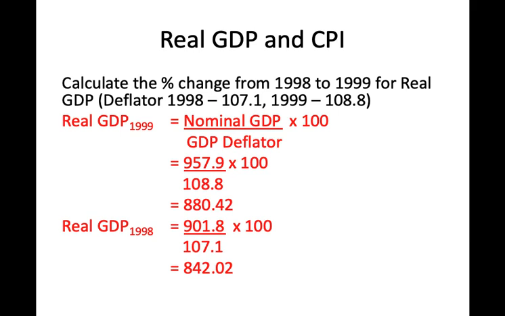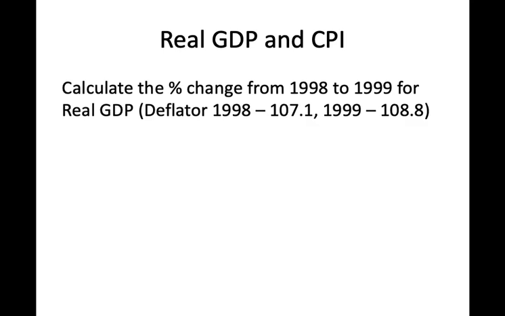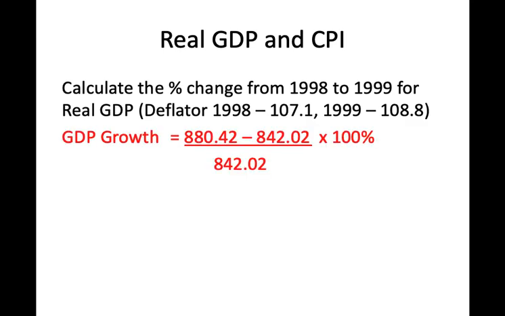Oftentimes students will go through these calculations, get some values, and think, oh great, I did it, hooray. But look back at what the actual question is. The question is to calculate the percent change for real GDP. We haven't actually answered the question yet. You've only calculated real GDP. So now you have to go back and do the growth formula and figure out what GDP changed. If we use our growth formula, we have 880.42, the 1999 real GDP, minus 842.02, divided by 842.02, times 100%. And that gives us a GDP growth rate of 4.62%.